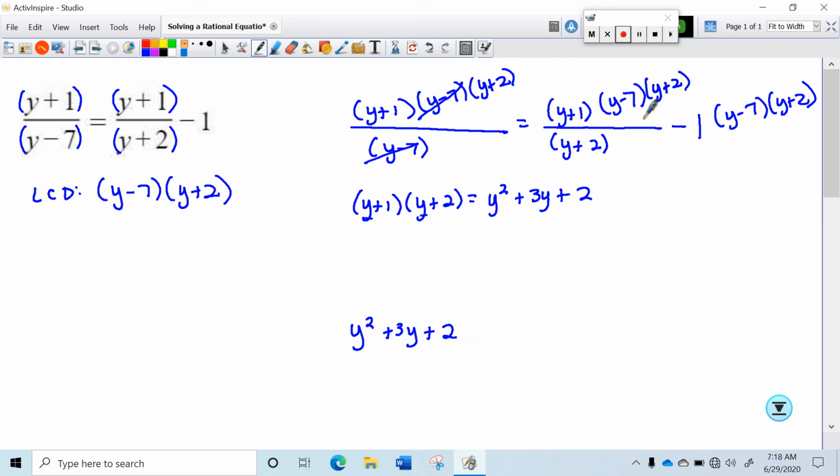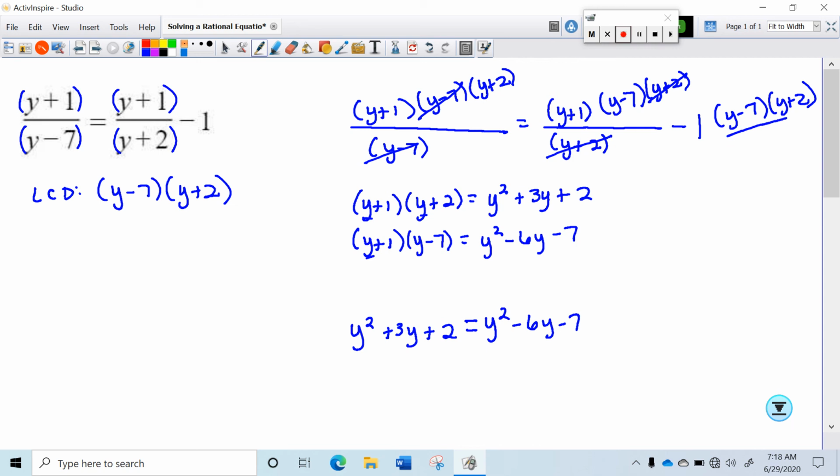Next term, y plus 2 cancels with y plus 2. I got to bring down my equal sign, sorry about that. So that gives me y plus 1 times y minus 7. Square the first term. Put the constants together. 1 take away 7 is negative 6. And then multiply 1 times negative 7 is negative 7. So I have y squared minus 6y minus 7.